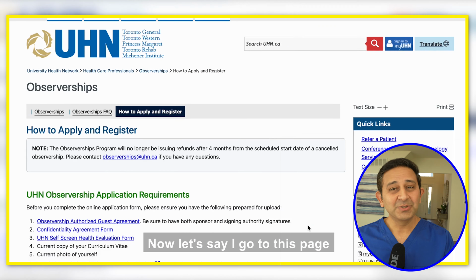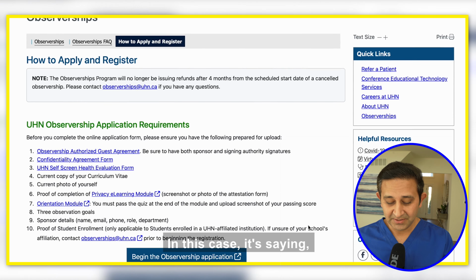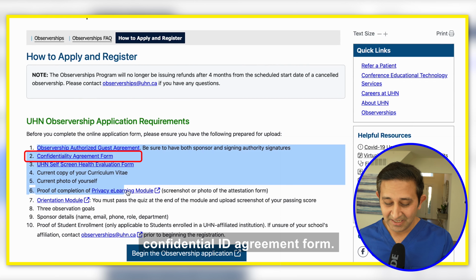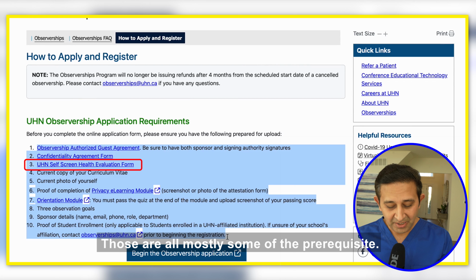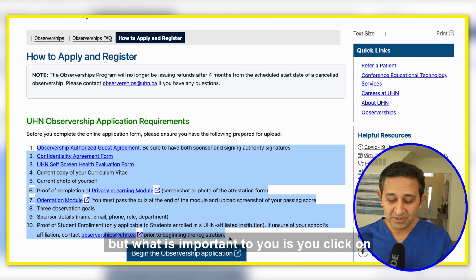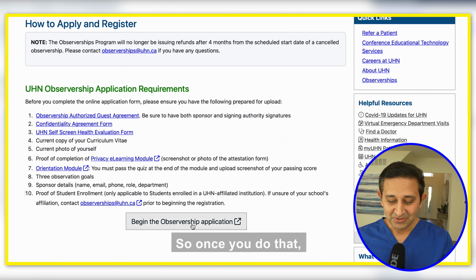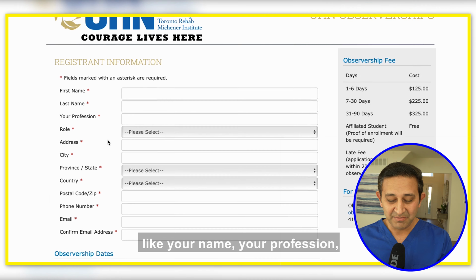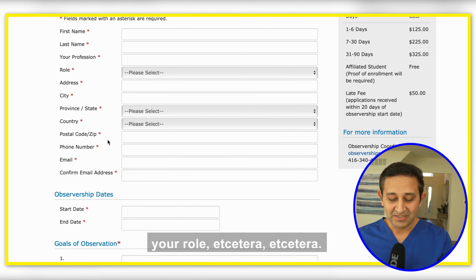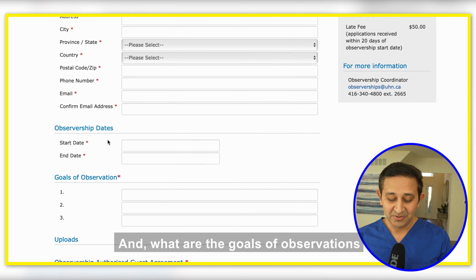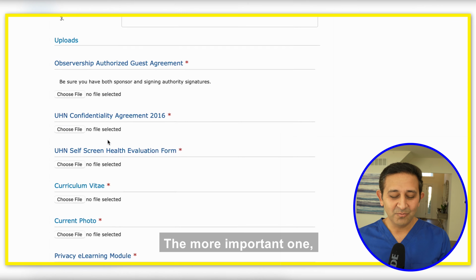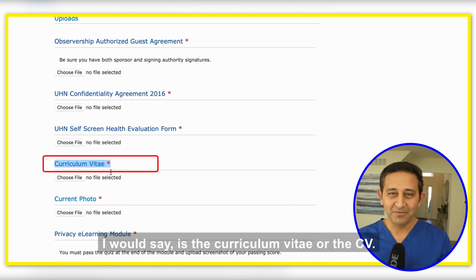Now let's say I go to this page called how to apply and register. In this case, it's saying observership, authorized guest agreement, confidentiality agreement form. Those are mostly prerequisites. You don't have to worry about that, but what is important is you click on begin the observership application. Once you do that, on the next page, you enter all your information like your name, your profession, your role, and what the goals of observation are, and you're supposed to upload a few documents. The more important one, I would say, is the curriculum vitae or the CV.